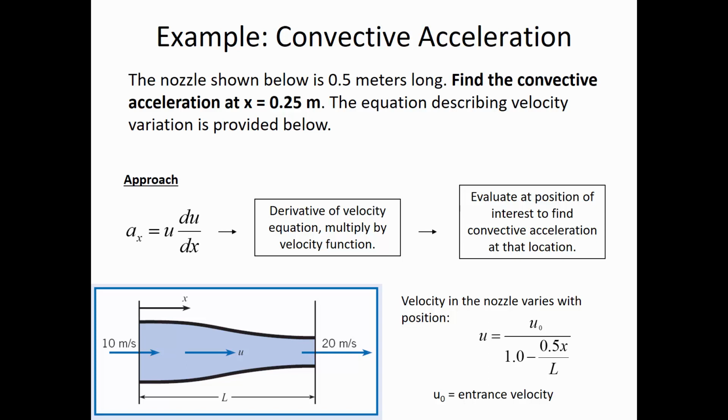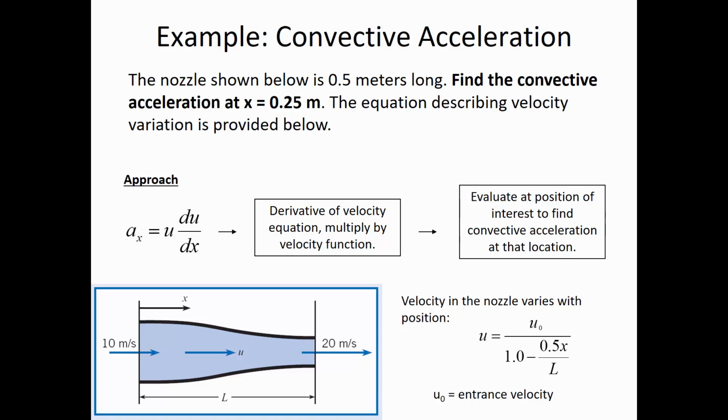Because we have multiplied u by du dx, we can simplify that to be u naught squared divided by 0.75 cubed. So 1 minus 0.25 is 0.75. The 0.5 in the numerator and the denominator cancels out.